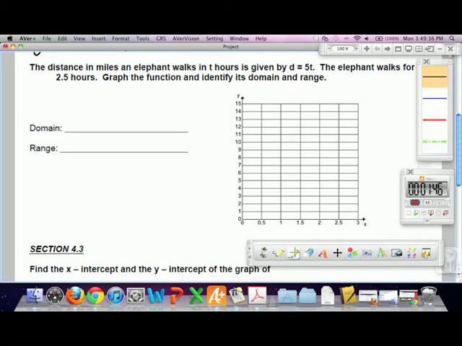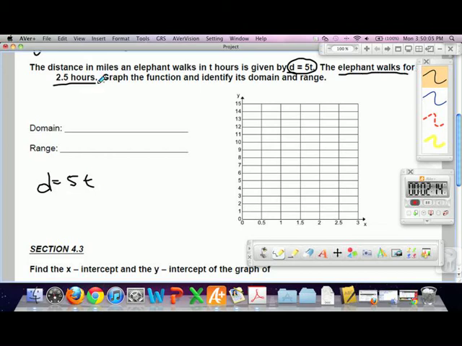The distance an elephant walks in t hours is given by the function d equals 5t. The elephant walks for 2.5 hours. Graph the function and identify its domain and range. Elephant walks for 2.5 hours is a pretty important piece of knowledge. So it tells us the maximum time that it's going to walk for.